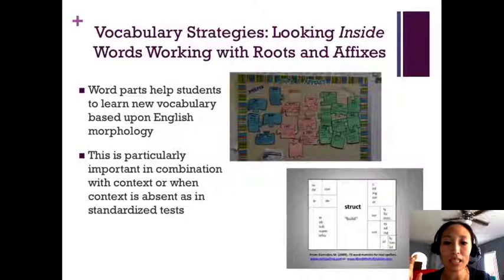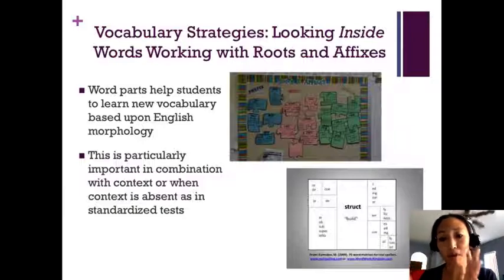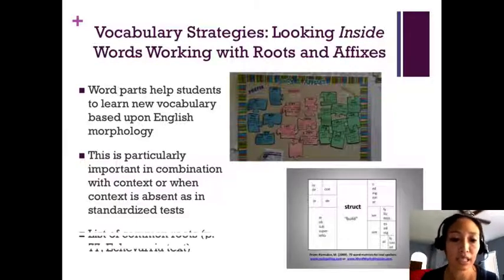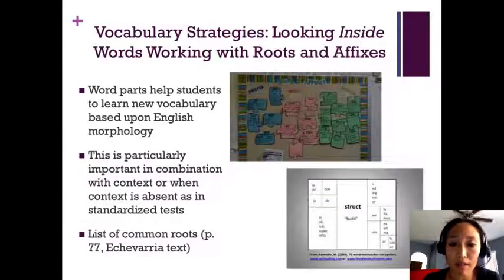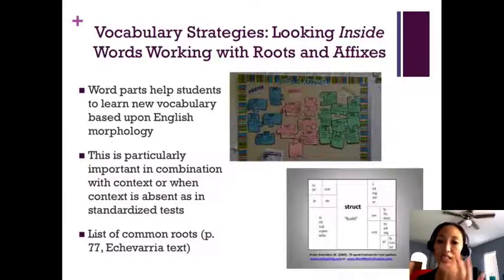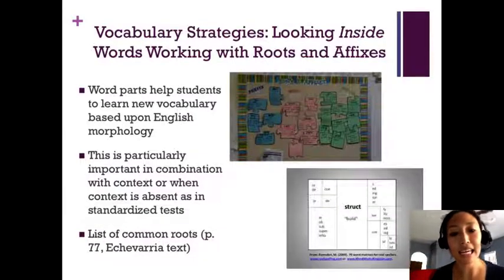And it's interesting because if we look at prefixes and roots, we can look at word meaning. And if we look at suffixes, we look at word parts, right? We look at parts of speech. And so there's a list of common roots, and also in the word consciousness section, it talks about word endings in the Echevarria SIOP text on page 77.